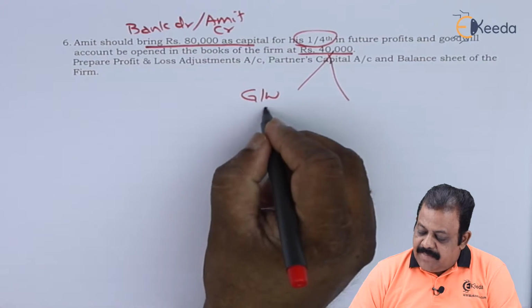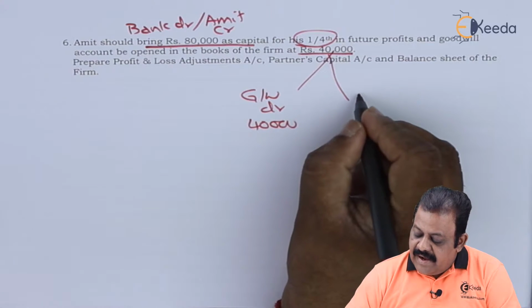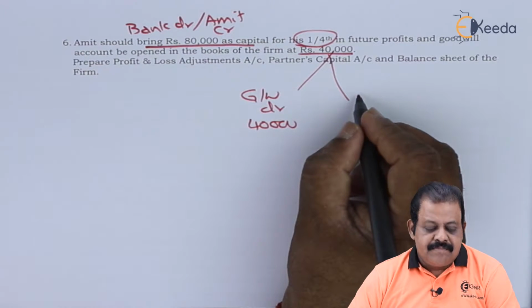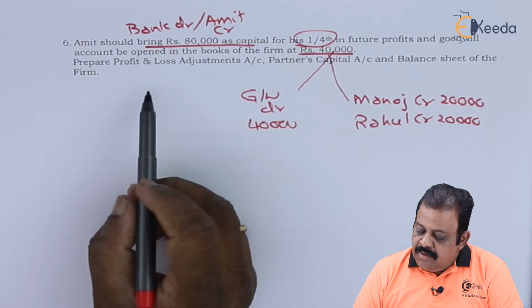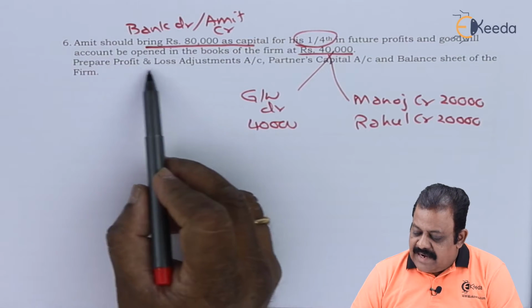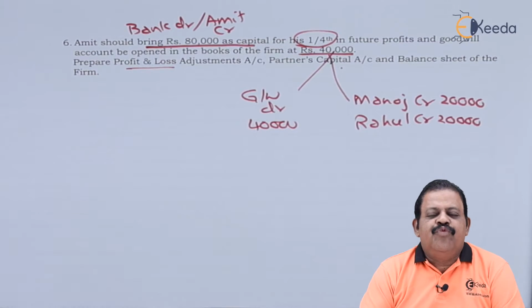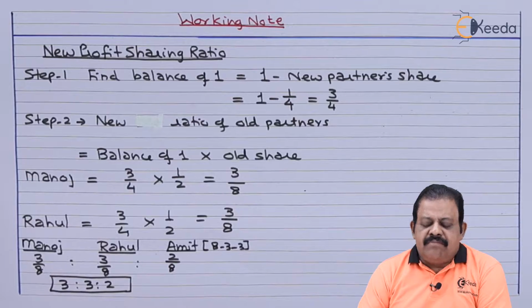Goodwill account will be debited for 40,000 and old partners' capital accounts will be credited. Old partners' capital will be credited 20,000 each. Prepare profit and loss adjustment account, partners' capital account and balance sheet of new firm. New profit sharing ratio we are required to calculate.